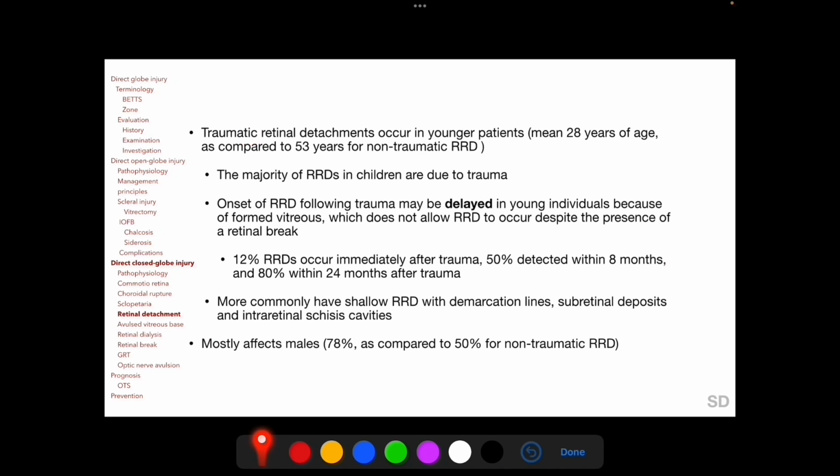Traumatic retinal detachments typically occur in younger individuals, and the majority of rhegmatogenous retinal detachments in children are due to trauma. Onset of rhegmatogenous retinal detachment following trauma may be delayed in young individuals because of formed vitreous, which does not allow RRD to occur despite the presence of a retinal break, and this is very important to remember. Also, traumatic retinal detachments more commonly affect males as compared to females.